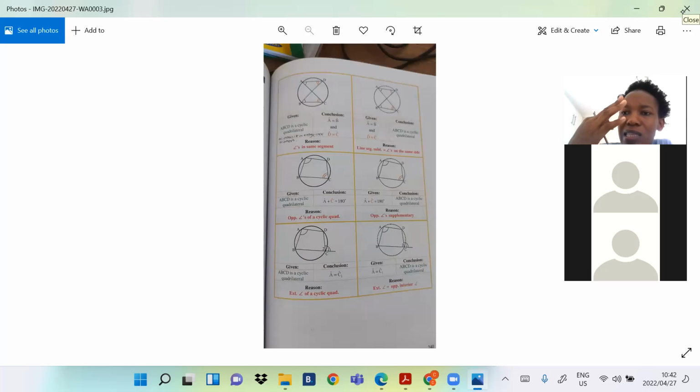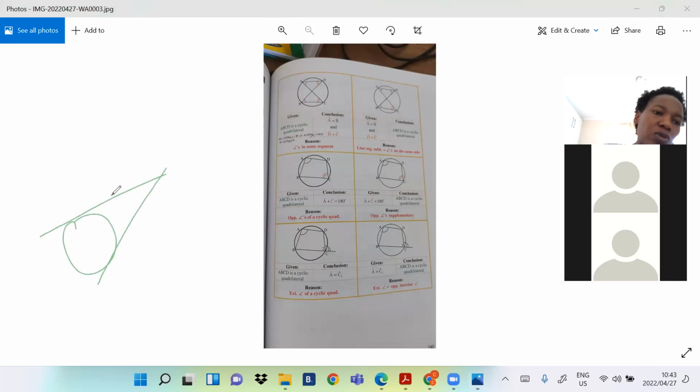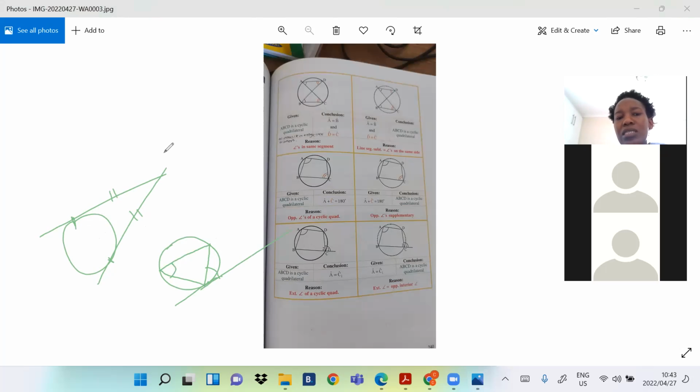Okay, so that's that. Then I didn't take the other picture. The other ones are your tangents and chord. Tangents drawn from the same point: if you've got 2 tangents drawn from the same point, those tangents will be equal up until the point of contact. Then the last one was a chord. If you have a tangent and then a chord from the same point, that angle will be equal to the angle on the alternate segment. So those are your theorems.